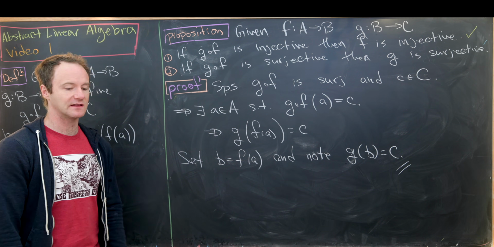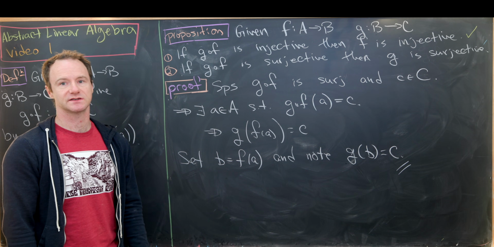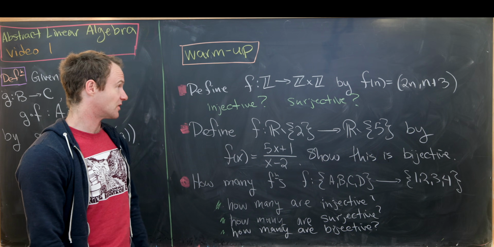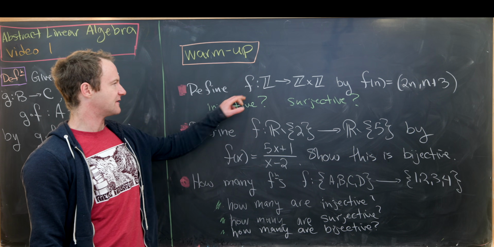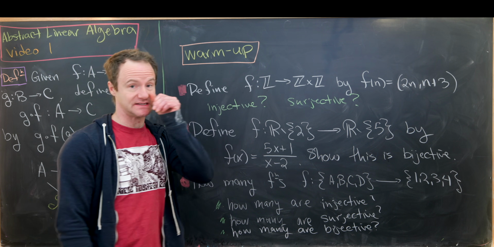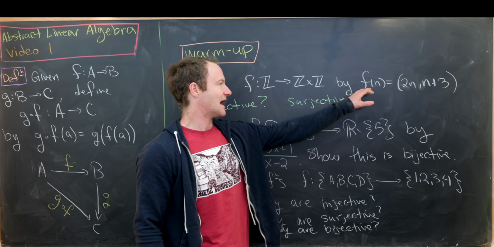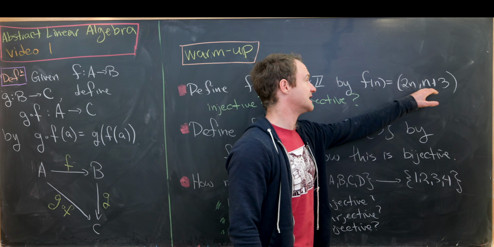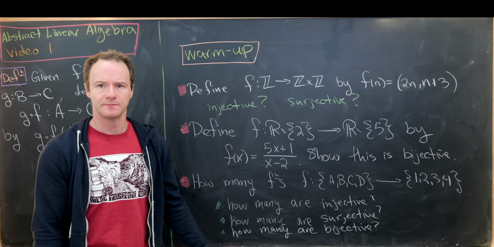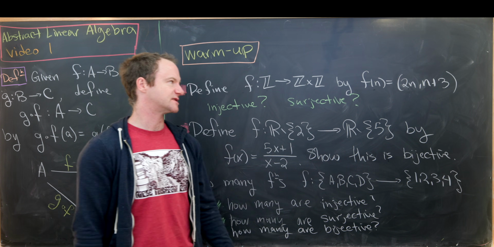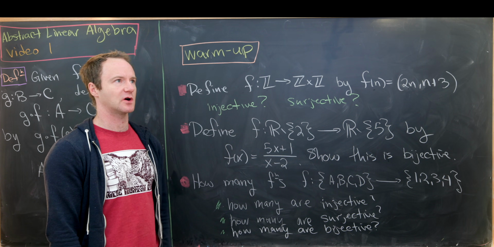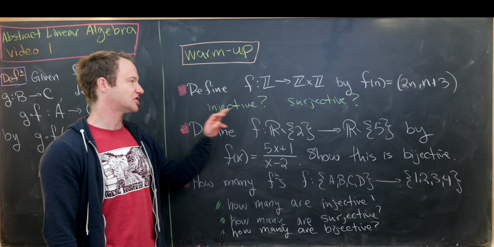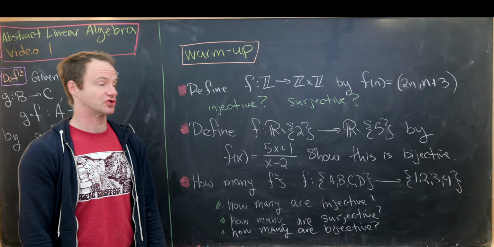I'll clean up the board and leave you with a couple of warm-up exercises. So here are three nice warm-up problems related to sets and functions. So let's start with the function f from Z to Z cross Z, given by f evaluated at n, so that's any integer, is equal to (2n, n+3). So we need to recall that Z cross Z is all ordered pairs where each part comes from the integers. So determine if this function is injective and if it is surjective.